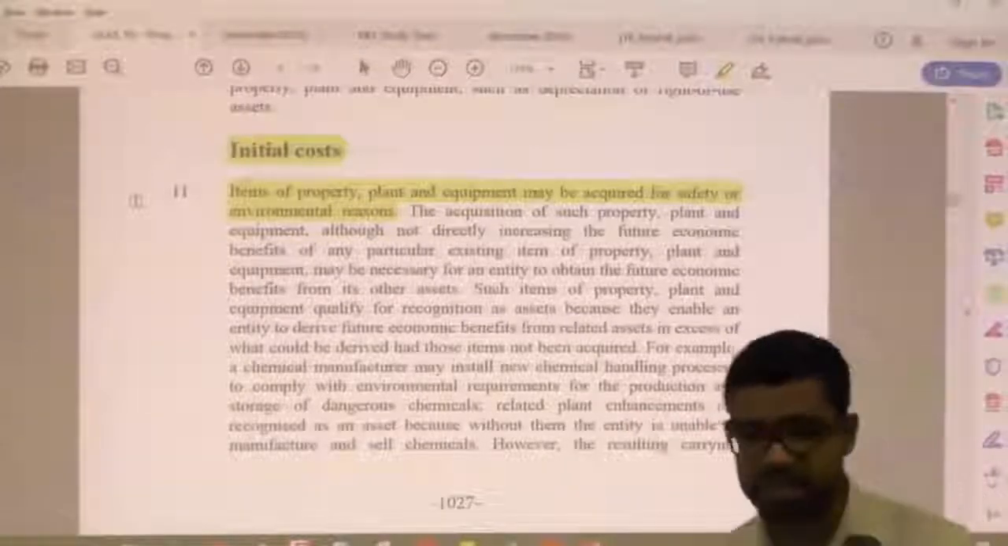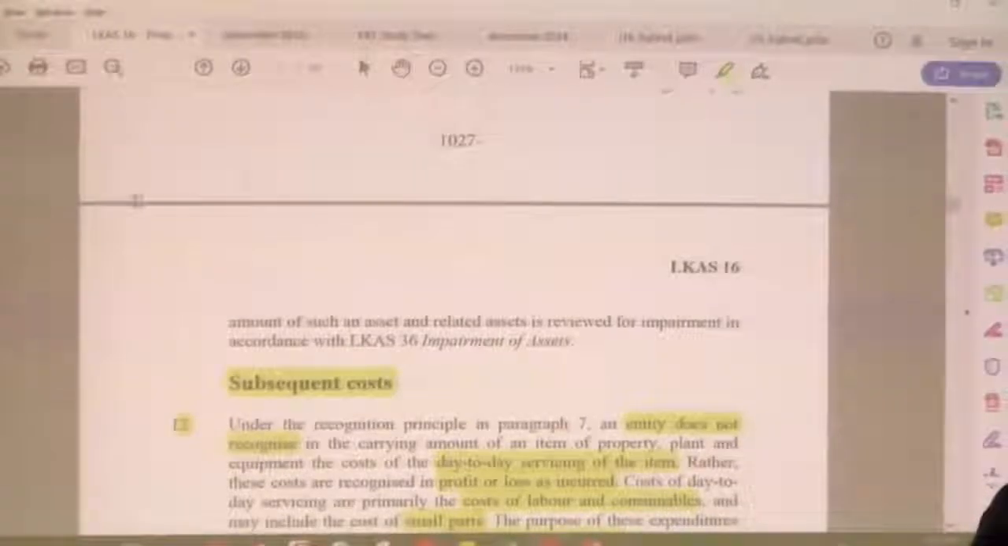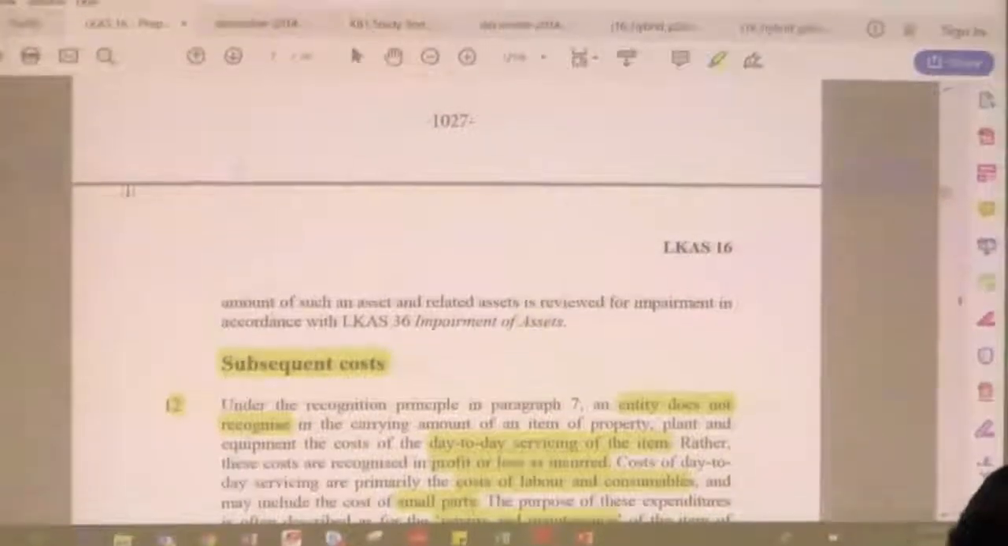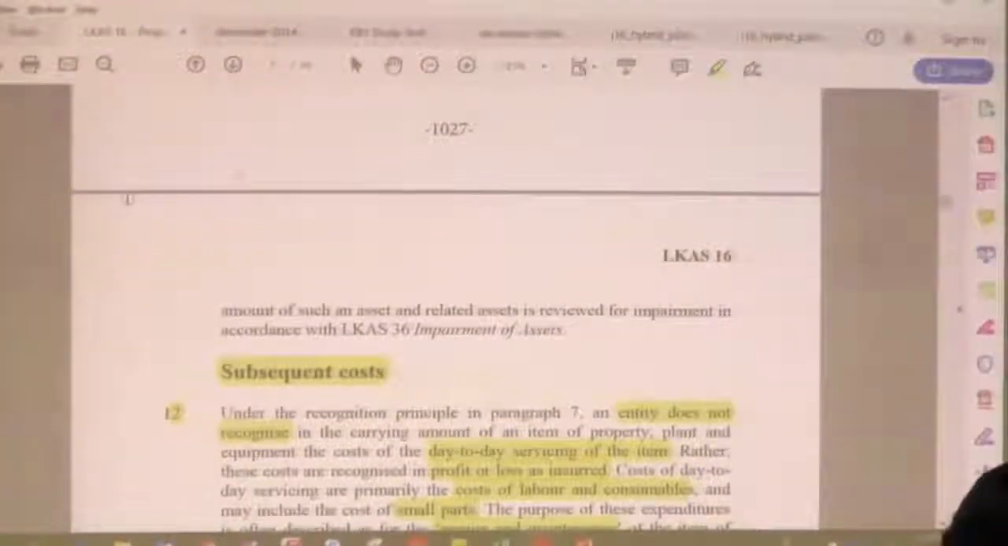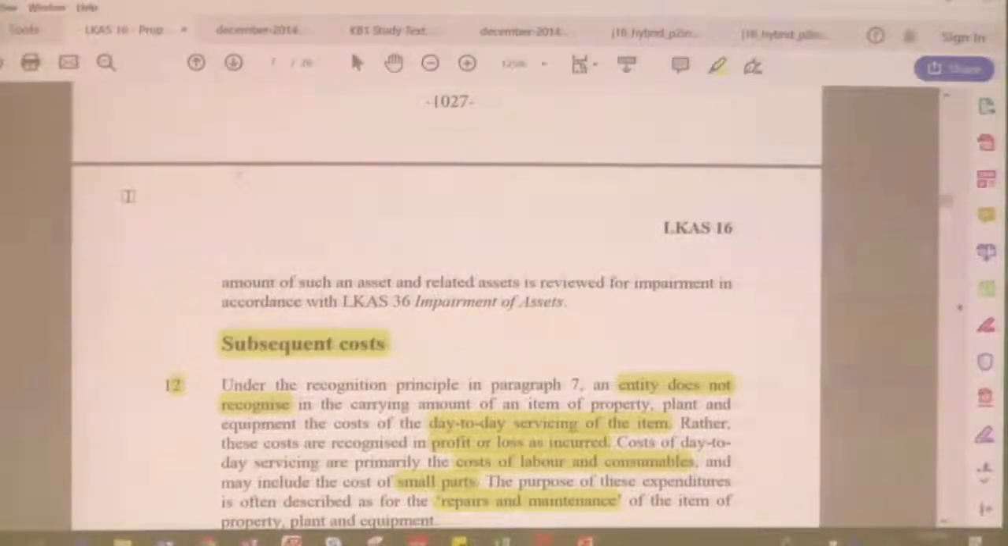However, the resulting carrying amount of such an asset and the related asset is reviewed for impairment according to LKAS 36. It is subject to what? LKAS 36 as well. Right? Fine. Understand that as well.